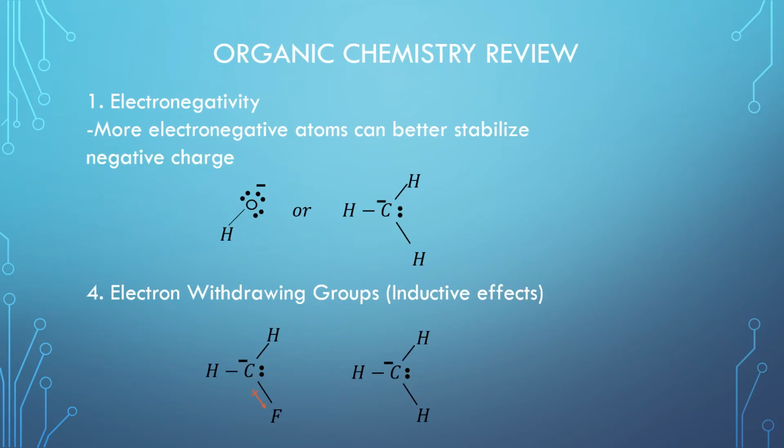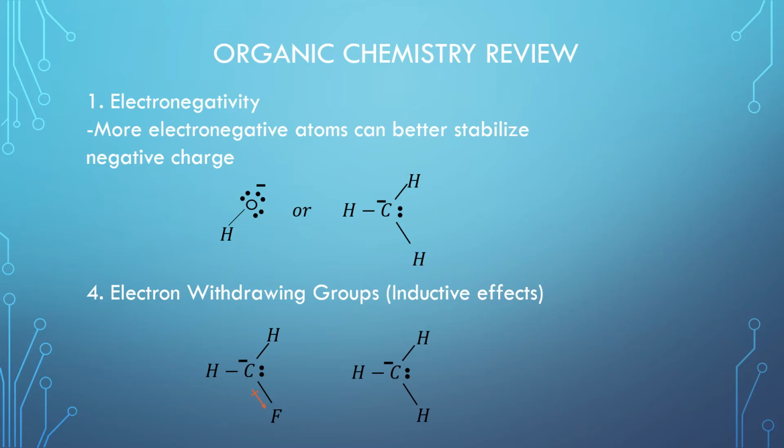The more electronegative an atom is, the better able it is to stabilize that negative charge. Remember that electronegativity is a periodic table trend which increases from left to right and bottom to top. So, just for practice, which of these atoms can better stabilize a negative charge? The methyl carbon or the hydroxide ion? If you guessed hydroxide, you're right, because the oxygen is more electronegative than carbon.